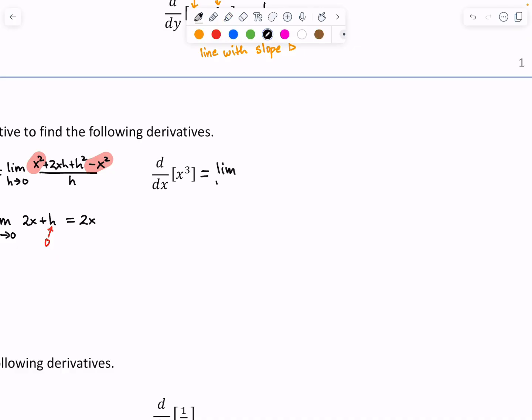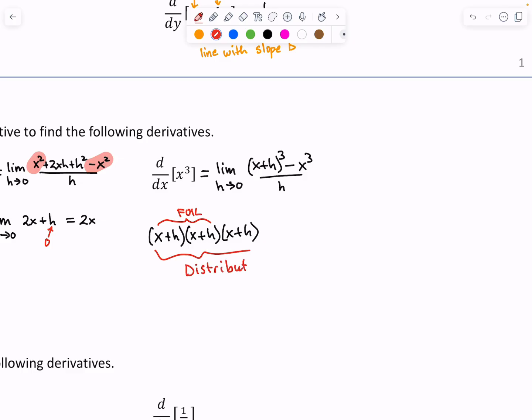Let's look at x cubed. This will be the limit as h goes to 0 of, replace x with x plus h, so we would have x plus h as the base, and that's being cubed. Minus the original function x cubed all over h. Now to cube x plus h means you would need to write x plus h 3 times, and then FOIL 2 of them, and then distribute again.